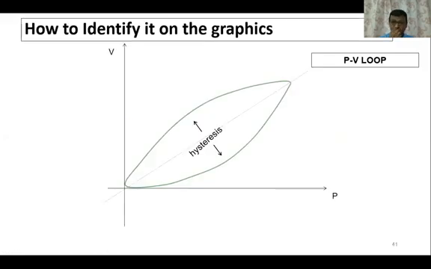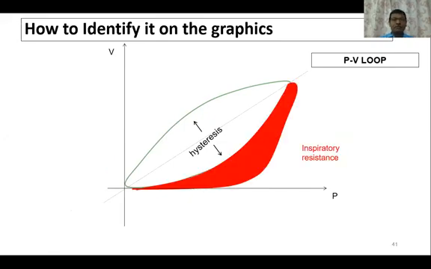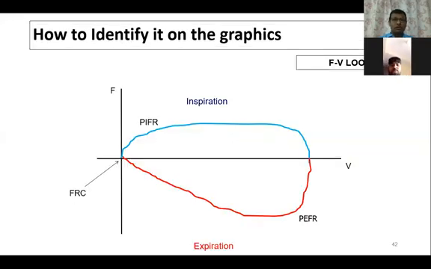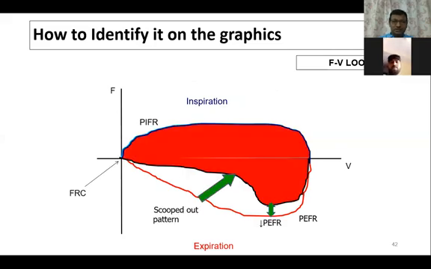Now coming to the PV loop, this is how a normal PV loop will look. When there is increased airway resistance, the PV loop will bulge. Whenever there is an increase in inspiratory resistance, it will bulge to the right side. Whenever there is an increase in expiratory resistance, it will bulge to the left side. Now on the flow volume loop, during increased resistance, you are going to see a reduced peak expiratory flow rate, and the expiratory portion will be scooped out. So this is how increased airway resistance will appear on scalars and loops.